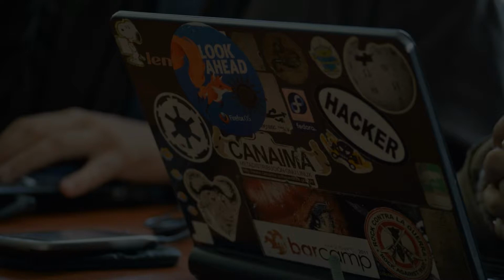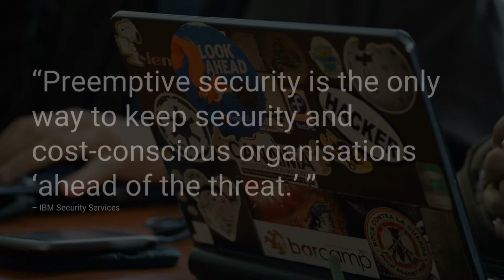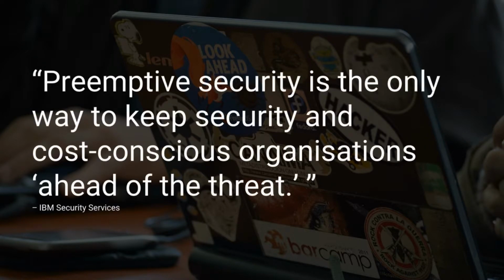To start with, no good presentation starts without a quote, right? And this presentation is just like that. We've got a quote here by IBM: "Preemptive security is the only way to keep security and cost-conscious organizations ahead of the threat." What does that mean? It's a bit buzzwordy. Well, it's saying preemptive security is what we need to be doing moving forward. We need to be thinking of these new ways, thinking outside the box to secure ourselves and our customers. And preemptive security is one such way.